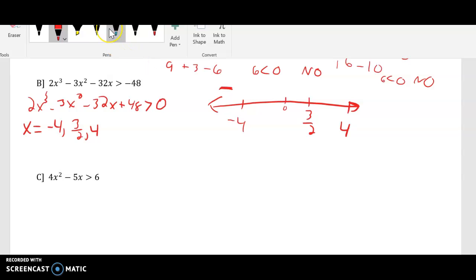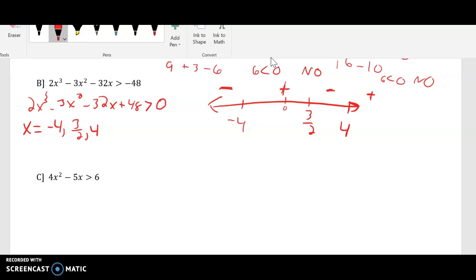You plug in 0 and get 48. Is 48 bigger than 0? Yes. This interval was positive. And then from 3 halves to 4, plug in 2. That'd be a good number to plug in. Again, using your calculator, you're going to find that this is a negative. And then plug in a bigger number, like 5. See what you get. When you do that, it is also positive.